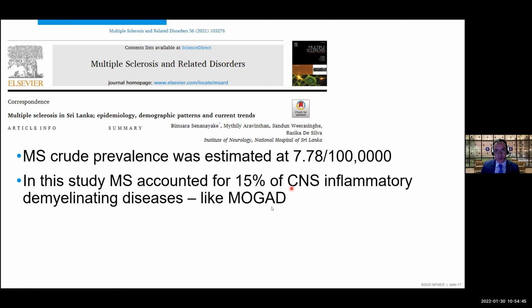In contrast, where I'm currently located in Minnesota, MS would probably be about 50 times more common than MOG antibody-associated disease. So it's certainly quite interesting that MOG antibody-associated disease accounts for such a high proportion, as high a proportion as MS in this region.